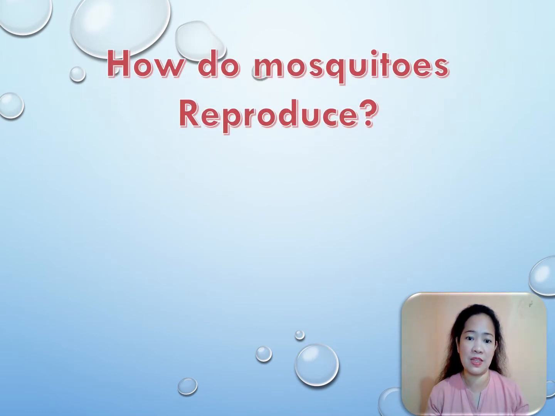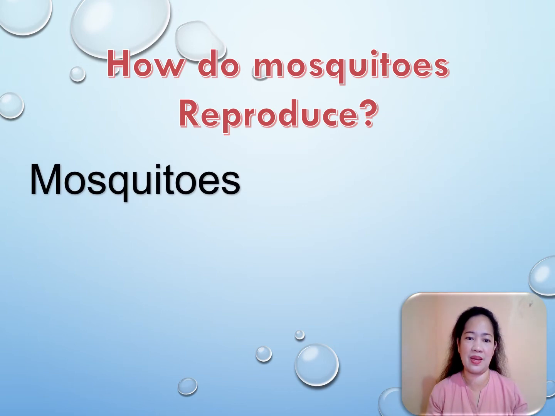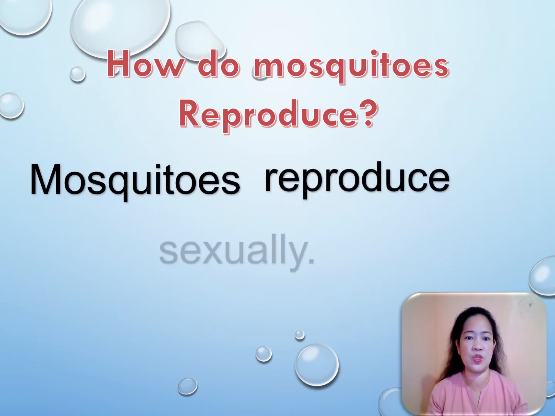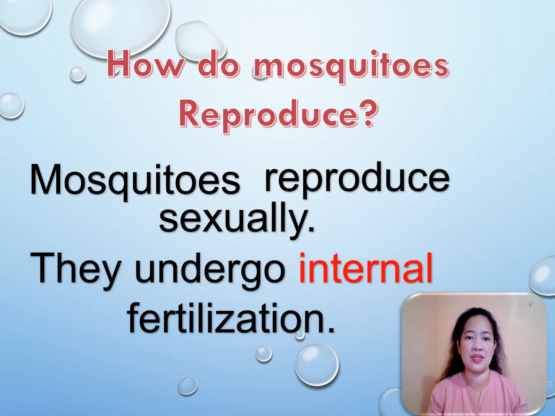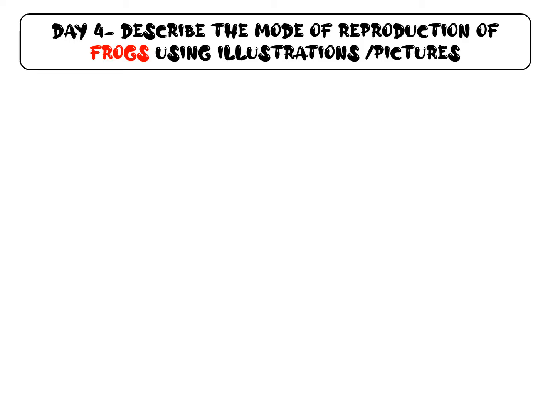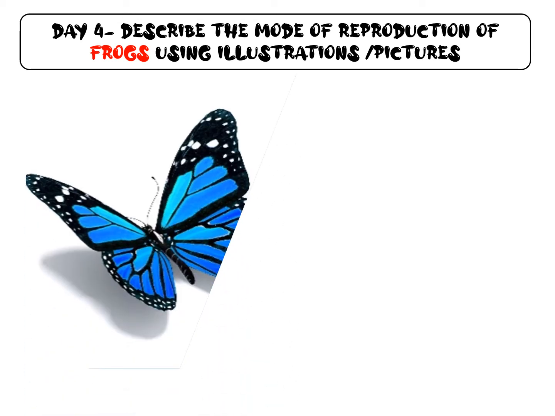So how do mosquitoes reproduce? Yes, you are correct. Mosquitoes reproduce sexually. Is it internal or external fertilization? Yes, you are right. They undergo internal fertilization. Butterflies and mosquitoes undergo internal fertilization. How about frogs?